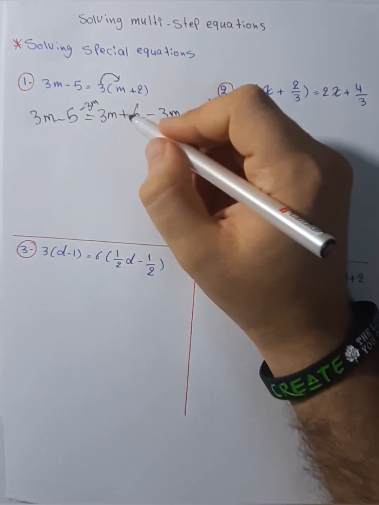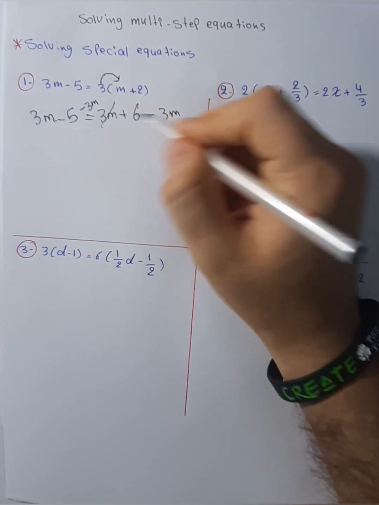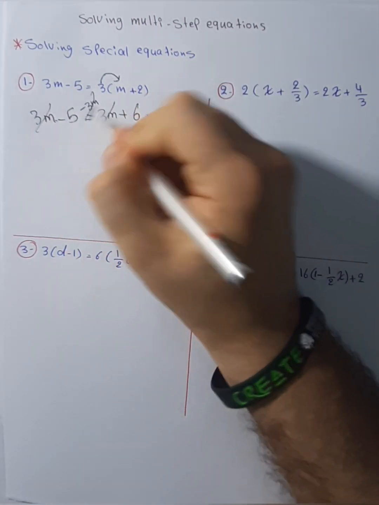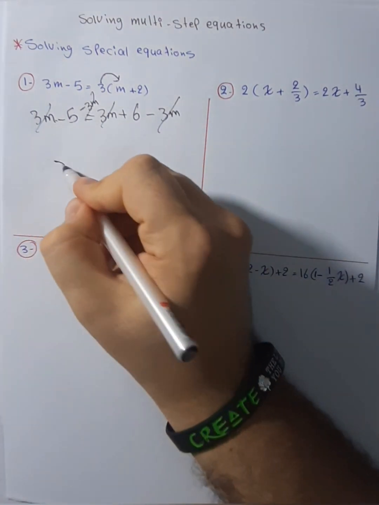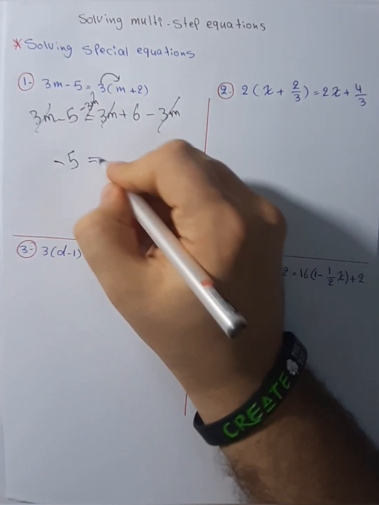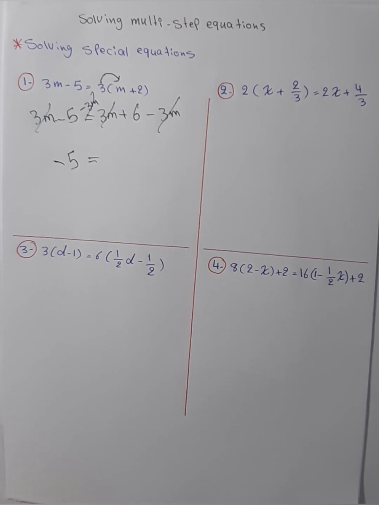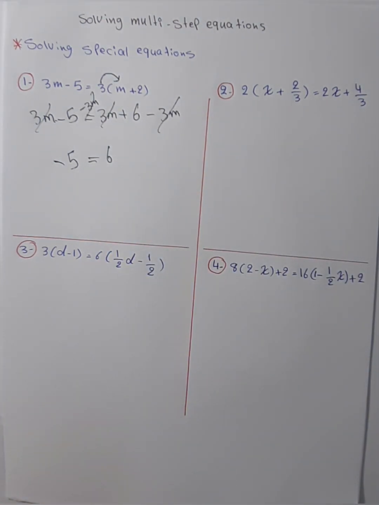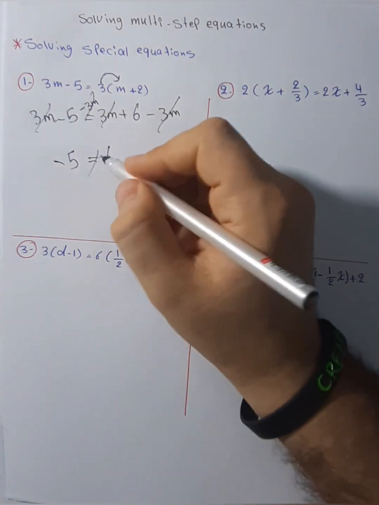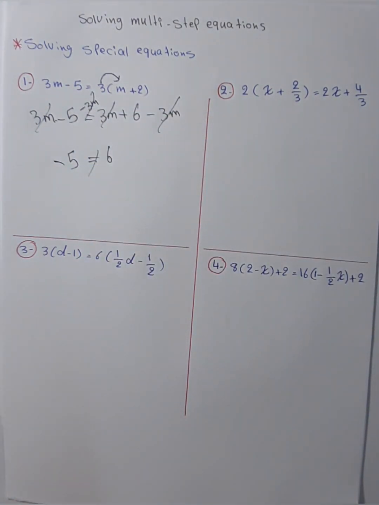So these two 3m's are reduced. On the left side, minus 5 stays, and on the right side 6 stays. So negative 5 is not equal to 6. It means this equation has no solution.